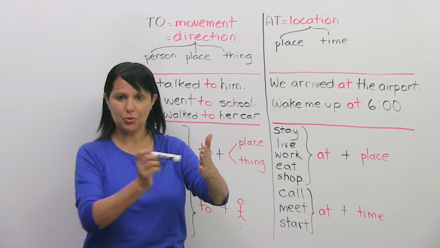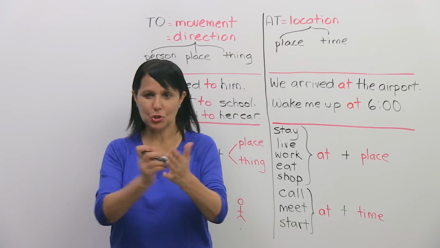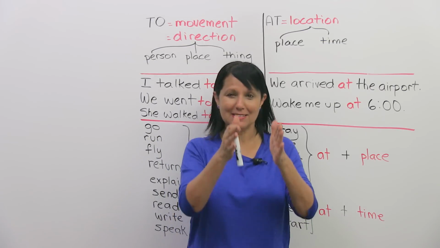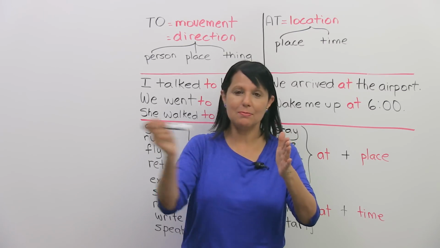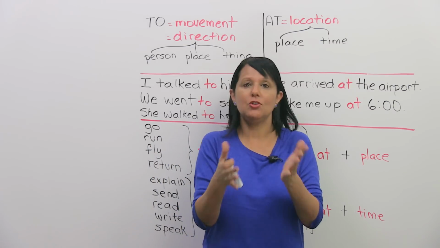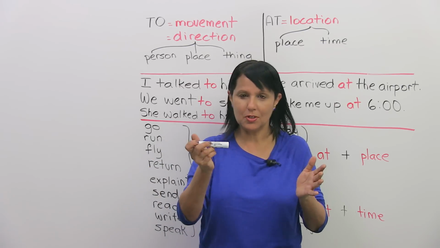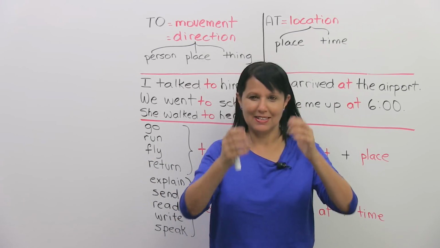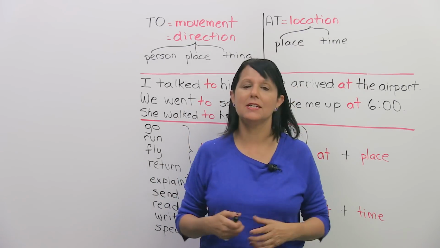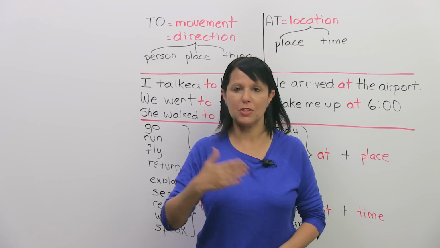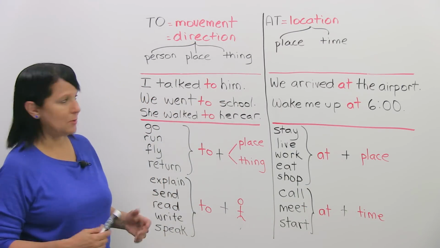So to something, but at somewhere. To something, at somewhere. Do you see the difference? To, there's movement. At, you've already arrived. Okay? So to and at. If you use those gestures, it may help you to think through it while you're choosing which preposition to use. So let's look at some examples.